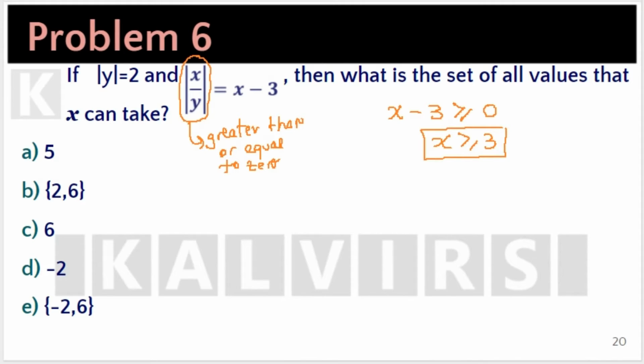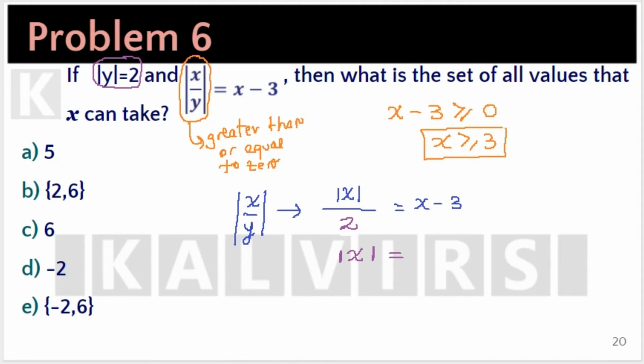Now, the absolute value of x over y can be expressed as the absolute value of x over the absolute value of y. And this is equal to x minus 3. According to the question's premise, the absolute value of y is 2. Therefore, I can replace the absolute value of y by 2. Finally, the absolute value of x is 2 times x minus 6.